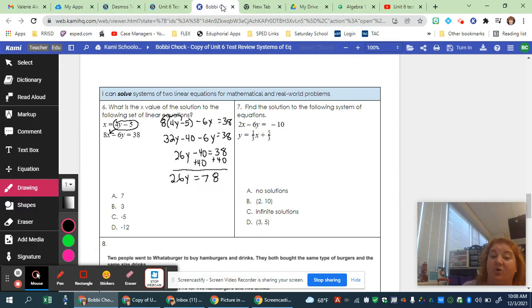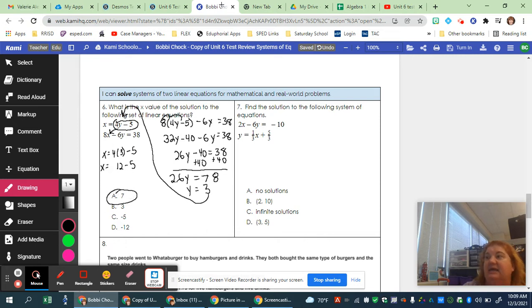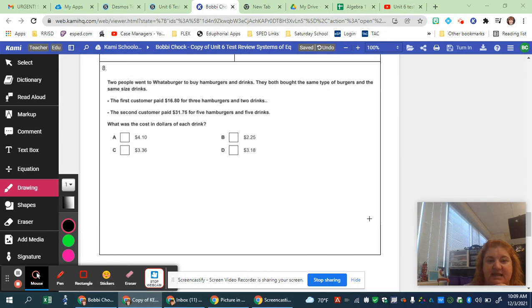Now, I know what the y is. Y is 3, but that's not what it's asking for. Of course not. They like to keep it hard on you. I'm going to take this 3 and plug it in right here. X equals 4 times 3 minus 5. X equals 12 minus 5. So that would mean A is my answer. Okay, let's go down to problems.